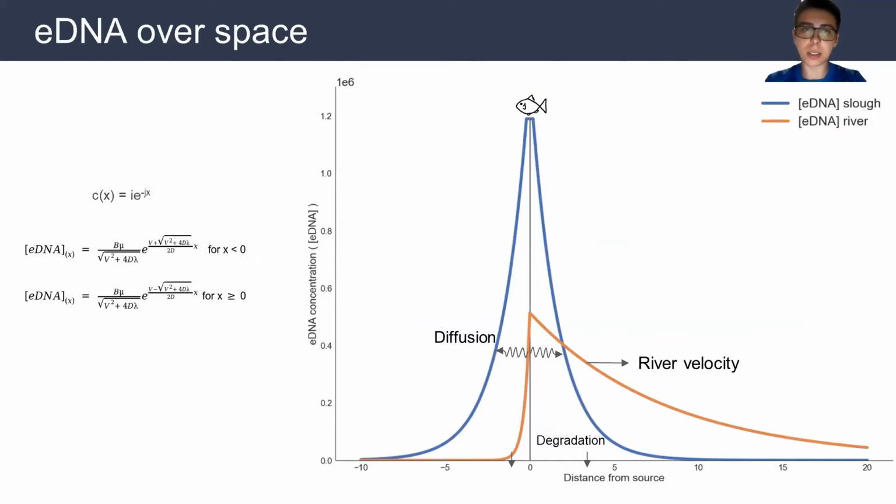To understand this, you can see this plot where our little fish is at 0. The x-axis is the distance from the source, and the y-axis is the DNA concentration. If you have very little advection, the DNA concentration is going to be very close to the fish, and very little farther away from the fish. But if we add velocity, a lot of the DNA is going to be present downstream of the system.